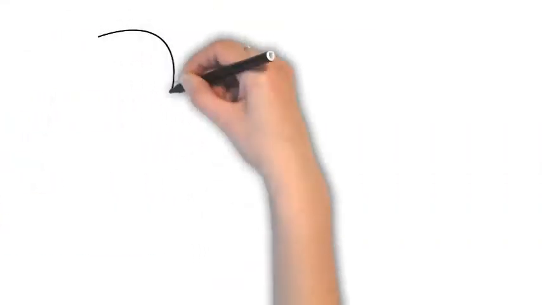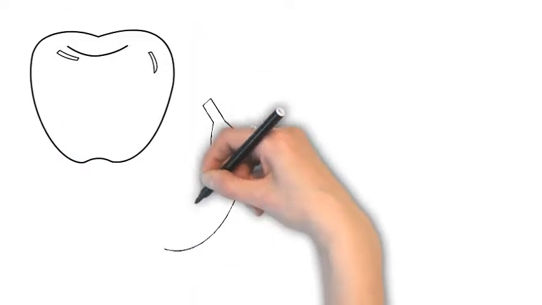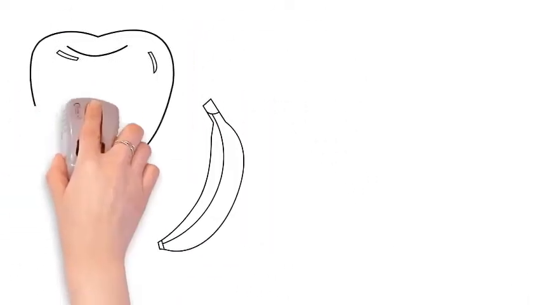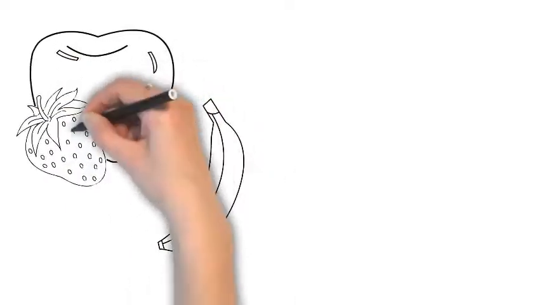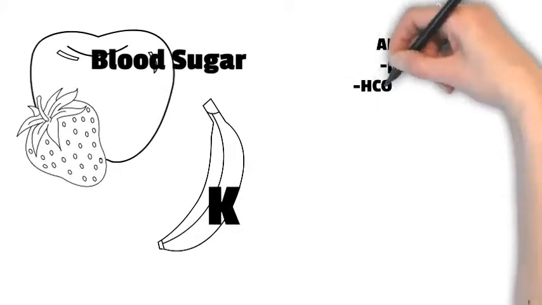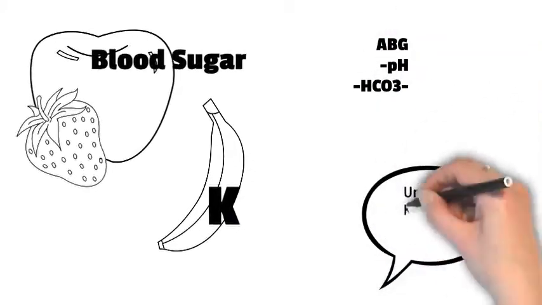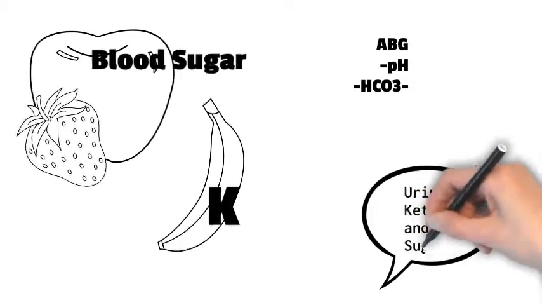Laboratory levels are needed in someone who is suspected of having ketoacidosis. We need to know their blood sugar. We need to know their potassium. We need to know their ABG, their pH, and their bicarb. And if they have urine ketones and sugar in their blood.